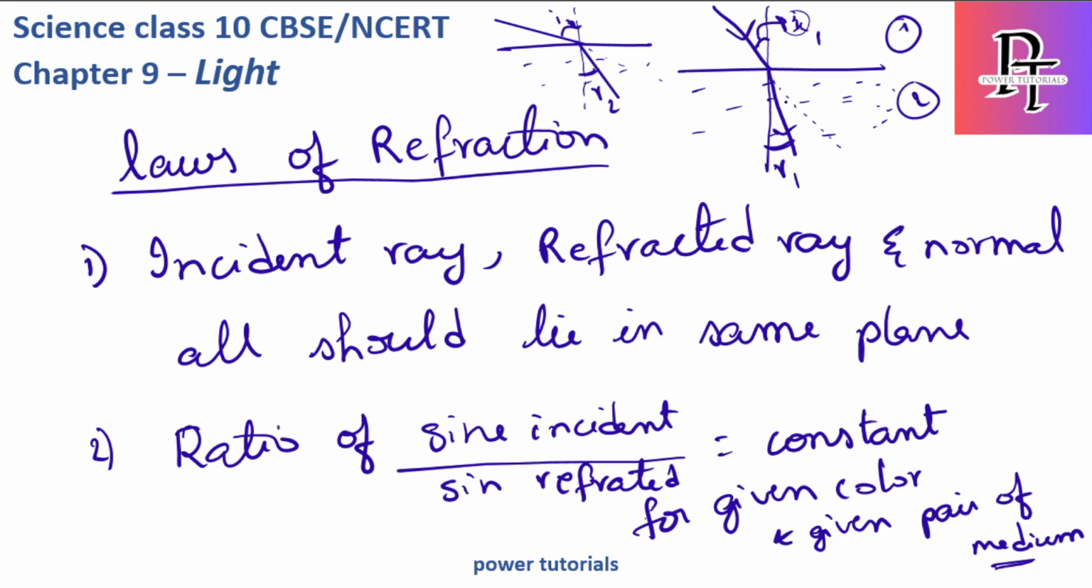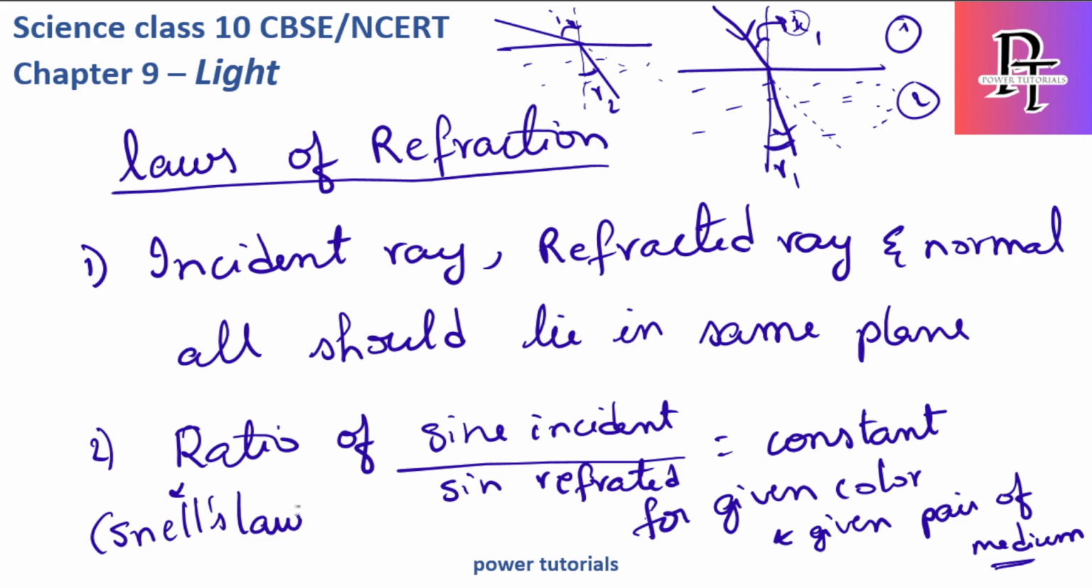Hope everyone understood the second point. The ratio of the sine of the incident angle with respect to the normal by the sine of the refracted angle with respect to the normal should be constant, but under what condition? It should have the same color and the same pair of media. Here we are talking about air and water, and here also it should be air and water. Then only this law will be satisfied. And this is also called Snell's rule or Snell's law.